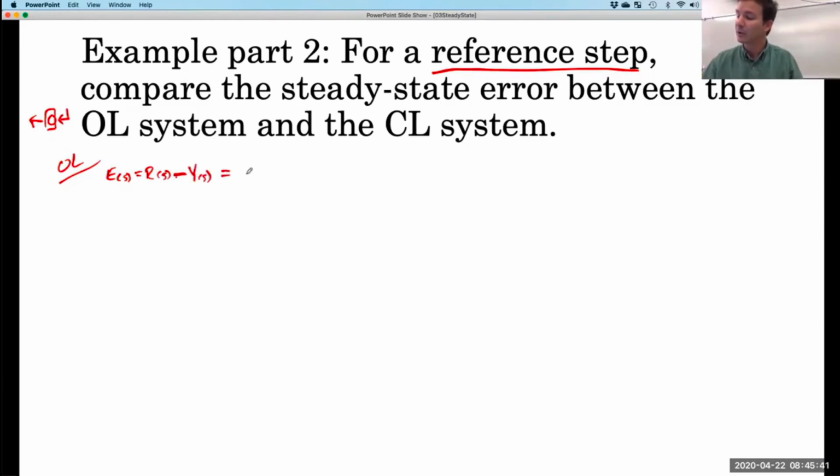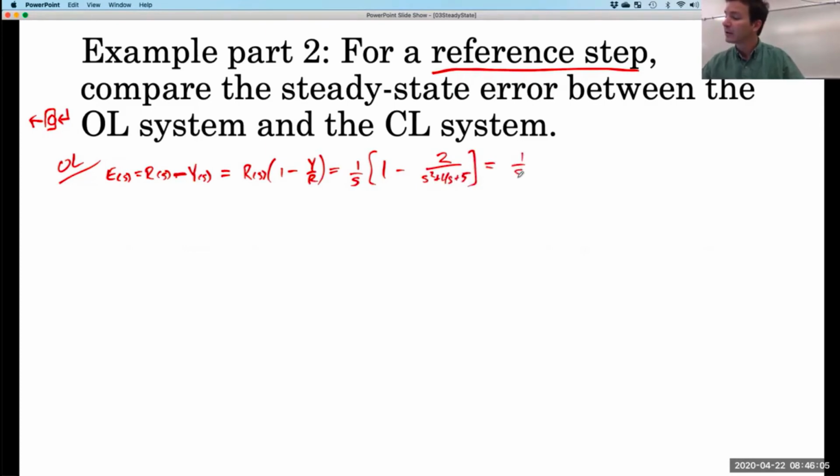We can also do this trick where we factor out the R, and we're told what R is. We're told that R is a step. So we also figured out what Y over R is. That was from the last slide, 2 over s squared plus 4s plus 5.